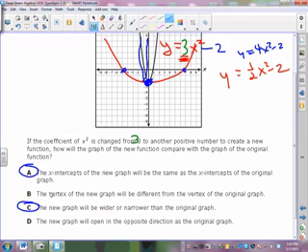C is also correct. Let's see, A is not correct. It says will be the same. No, they'll be different. And since it's a positive number, the graph will not open downward. You'd have to multiply by a negative number to get that. So C would be the answer.